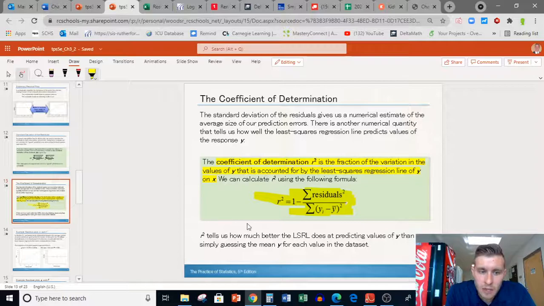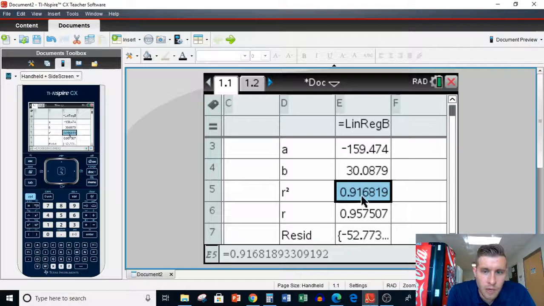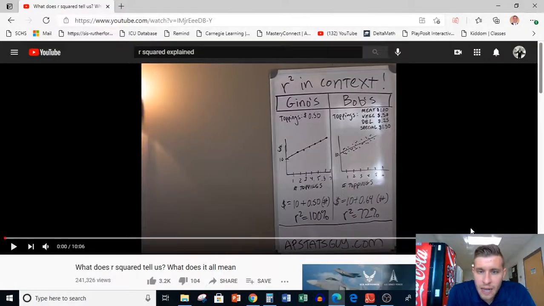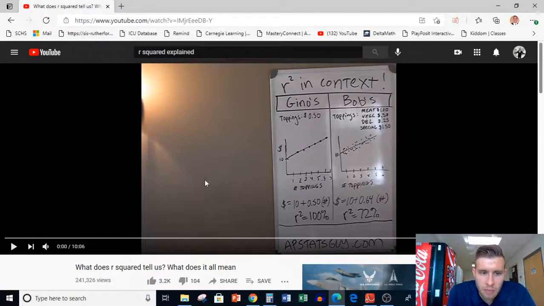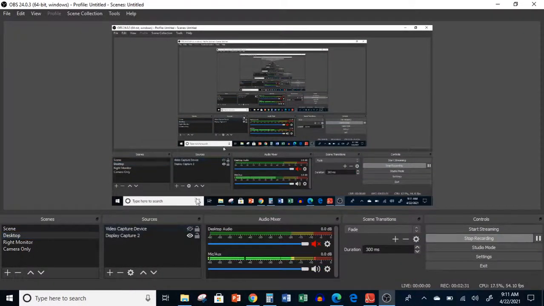Okay, so let's talk about how we use this to answer this question, because that's what we have on here. This r squared is 69.7%, and ours for this ice cream is 91.68%. So I'm going to have the AP stats guy explain this, and it's 10 minutes, but it's a great video to help explain this. I'm actually going to hide my camera so that you can hear this. So I'm going to go ahead and let it play.